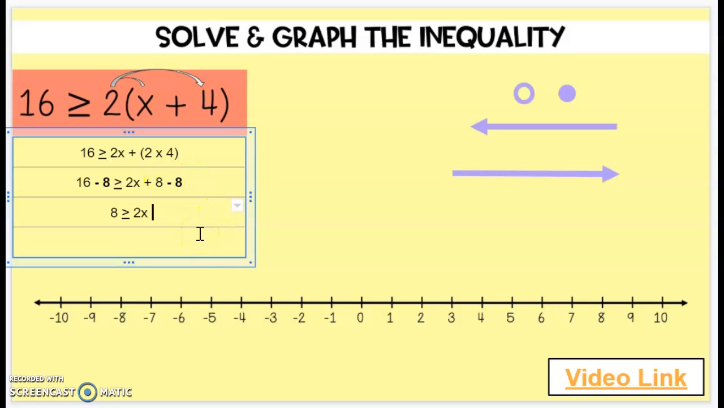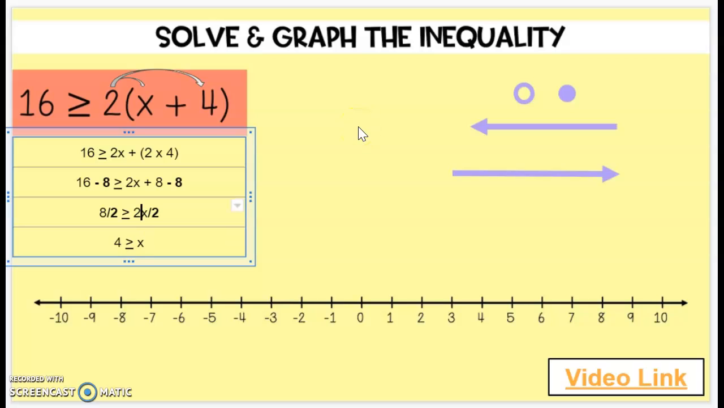And then I need to divide by 2 on both sides, because right now it's multiplying 2 times x. The inverse operation is division. So now I have 8 divided by 2 equals 4 is greater than or equal to x.